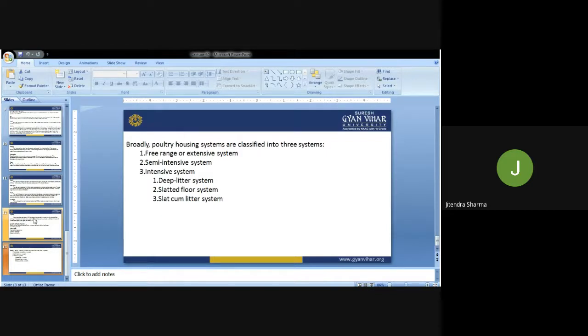Then we have the three intensive systems: deep litter system, slatted system, and the slat cum deep litter system. So thank you very much for participating in the lecture.